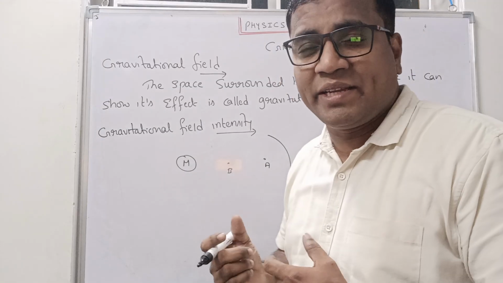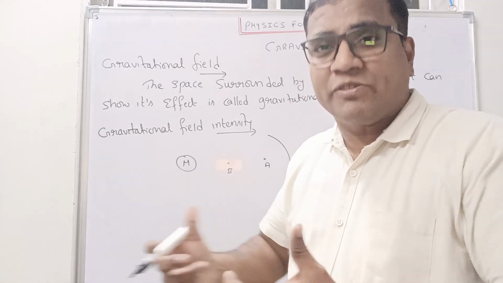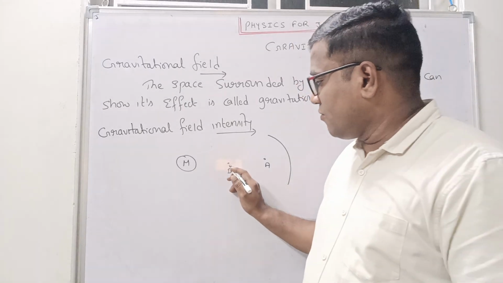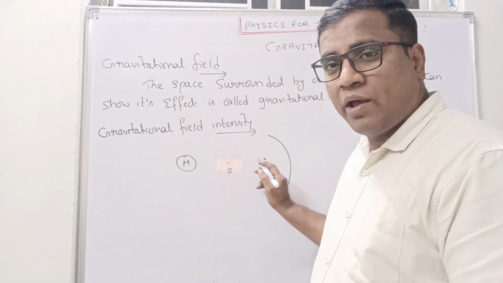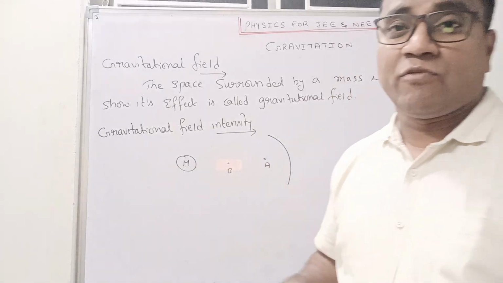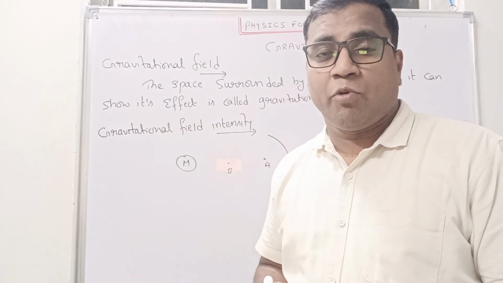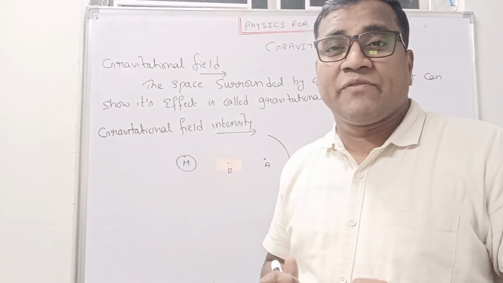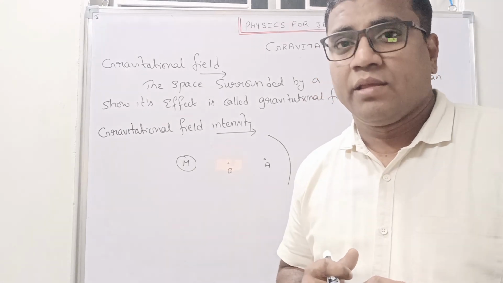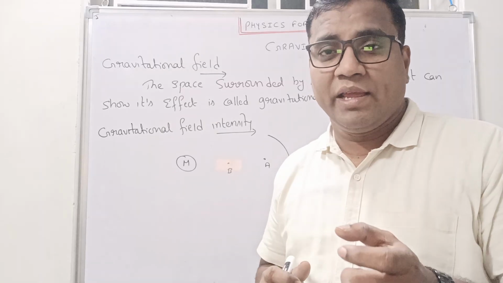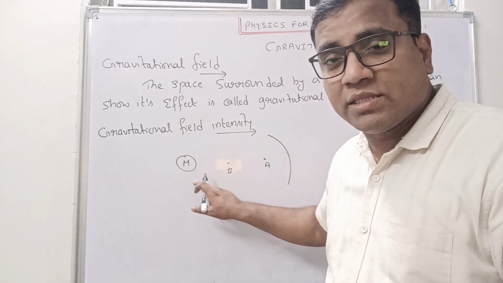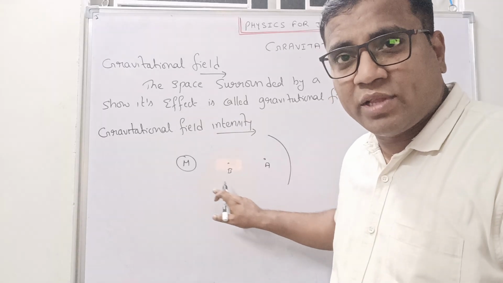What is the meaning of effect here? Force of attraction, right? Now you tell me here attraction force will be more or here attraction force will be more. Think and tell me. At what point more force of attraction will be there, at A or B? Tell me, at A or B? Absolutely at B. Why? Because the point B is nearer to the mass.